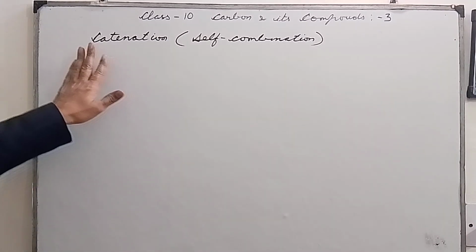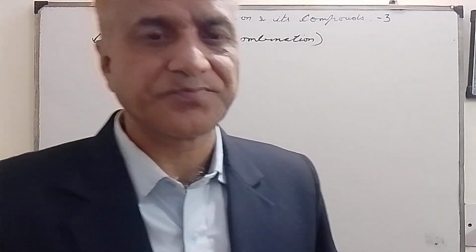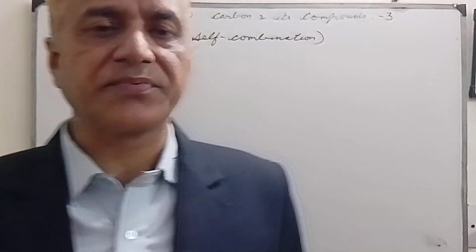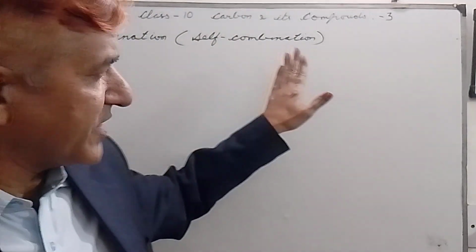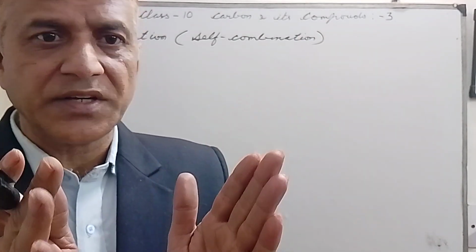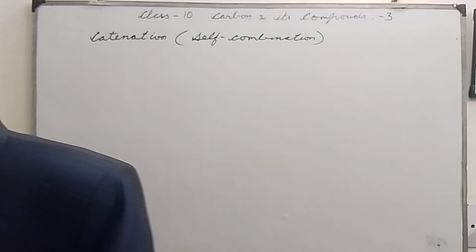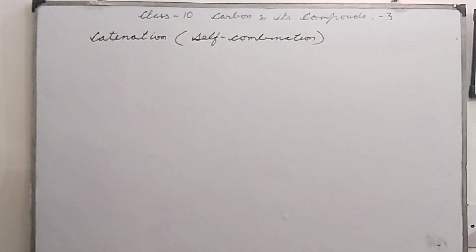So my dear students, catenation is the property by which carbon combines with itself. Carbon combines with carbon to make a long chain. So the property of self combination of carbon atoms to form a long chain is called catenation.